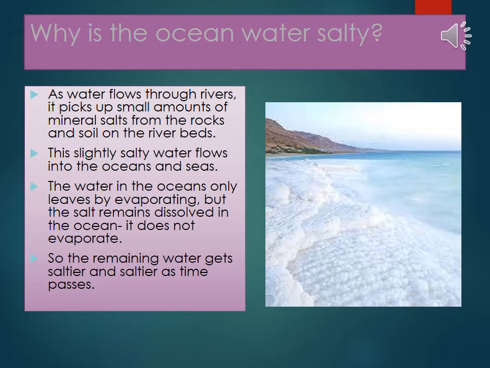As water flows through rivers, it picks up small amounts of mineral salts from the rocks and soil on the river beds. This slightly salty water flows into the oceans and seas. The water in the oceans only leaves by evaporating, but the salt remains dissolved in the ocean. It does not evaporate, so the remaining water gets saltier and saltier as time passes.